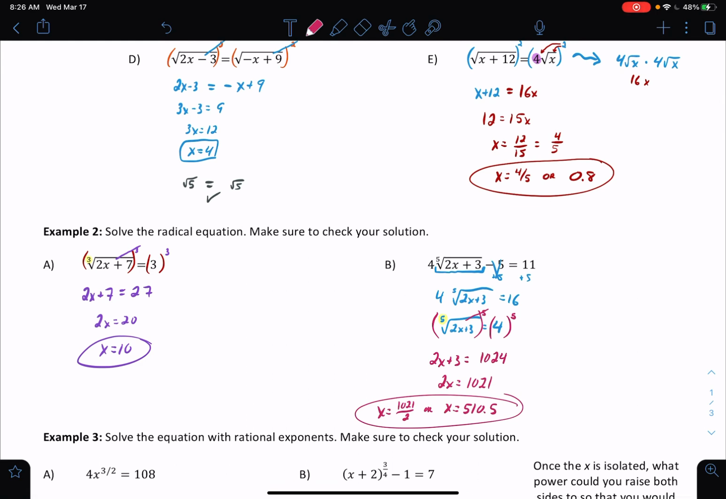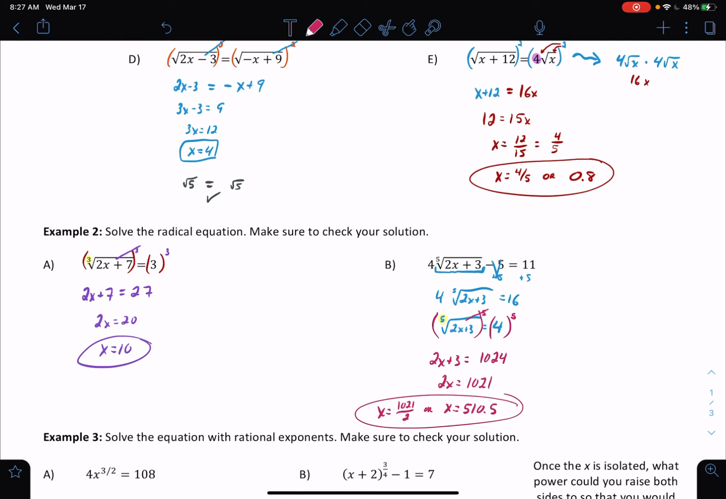So if I plug in 510.5 for x, 2 times 510.5 plus 3, and then the fifth root of that, so the fifth root of 1,024 is 4. 4 times 4 is 16. 16 minus 5 is 11. So that's how I know that that x value works.